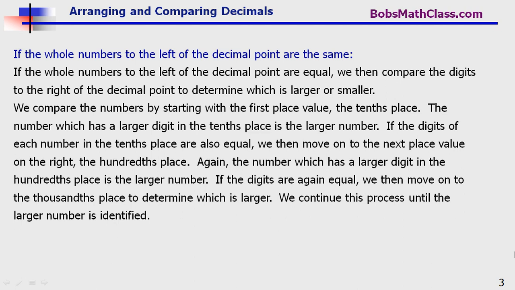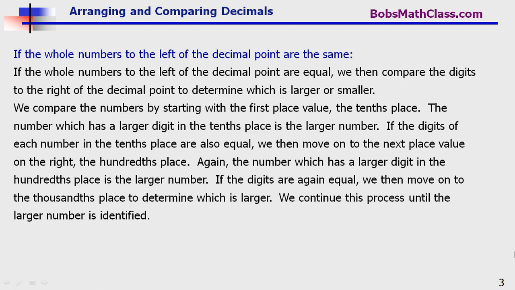We compare the numbers by starting with the first place value, the tenths place. The number which has a larger digit in the tenths place is a larger number. If the digits in the tenths place are also equal, we then move on to the next place value on the right, which is the hundredths place. Again, the number which has a larger digit in the hundredths place is a larger number. If the hundredths place are equal again, we then move on to the thousandths place to determine which is larger. We continue this process until the number that's larger is identified.